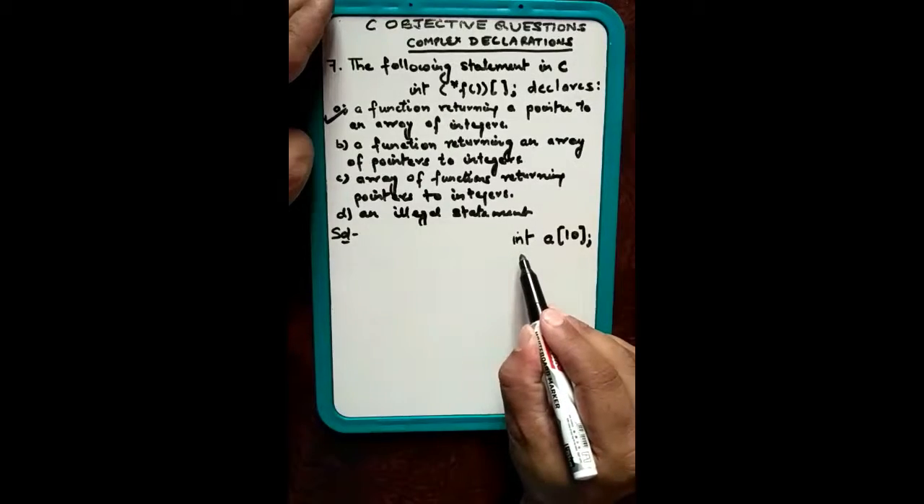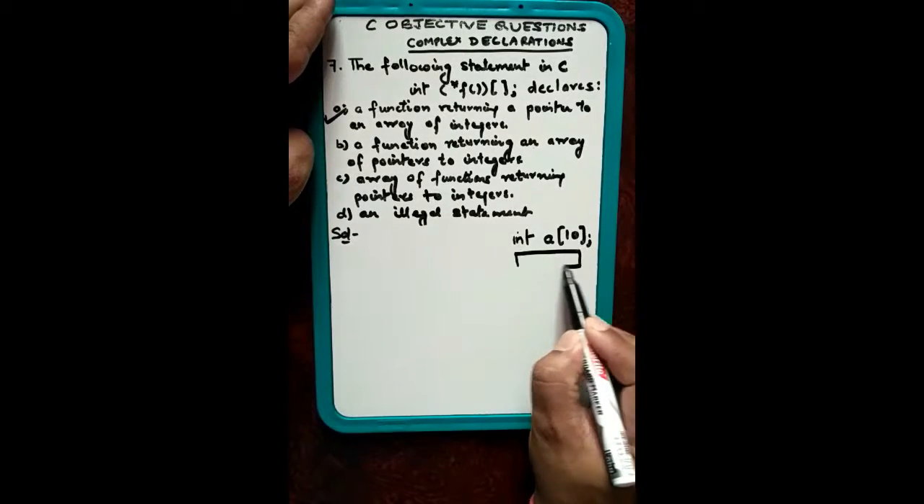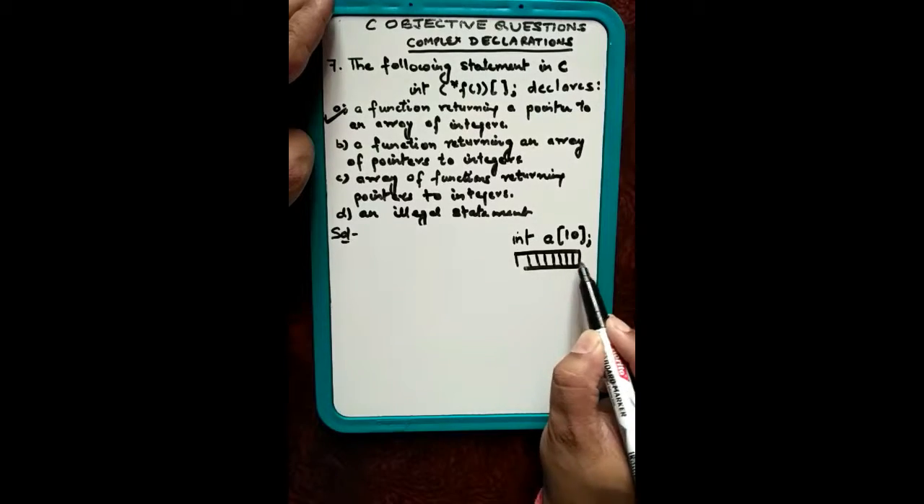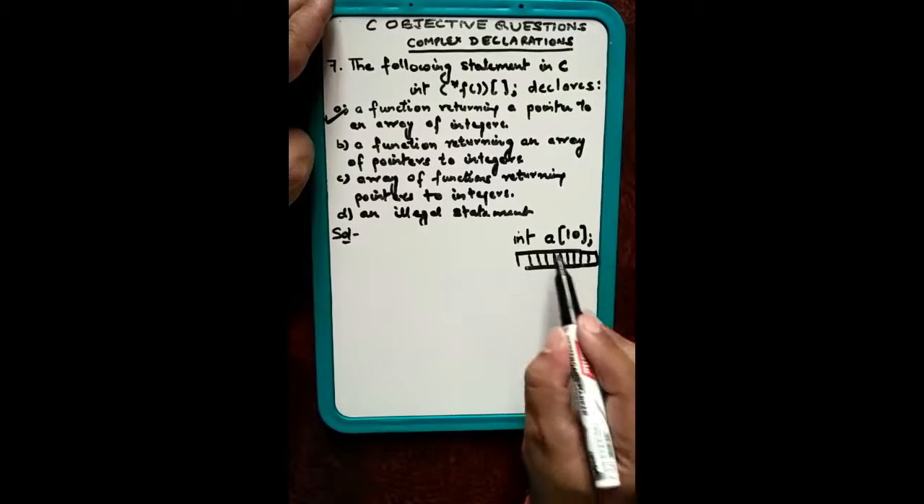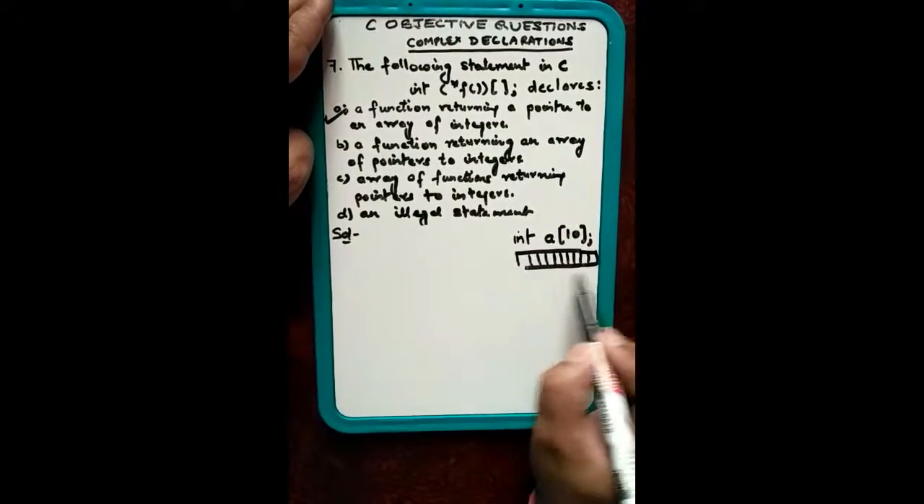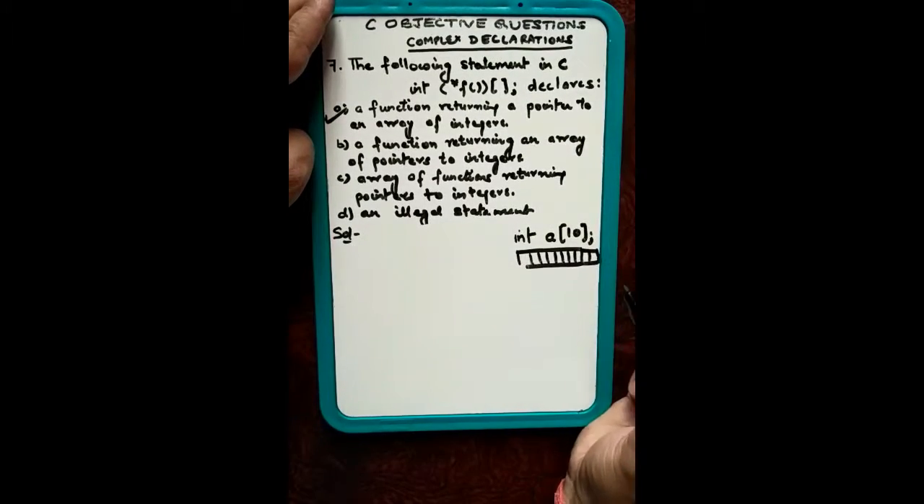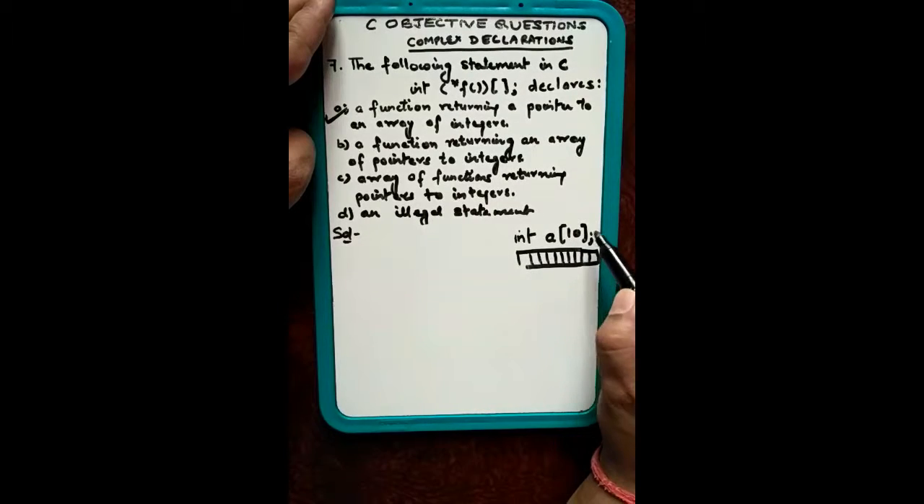That is, the declaration simply tells that a is an array which can store 10 elements. This is an array of integers, and each element is of integer type. This is a simple declaration which students know, and they know that the square bracket is used for array declaration.